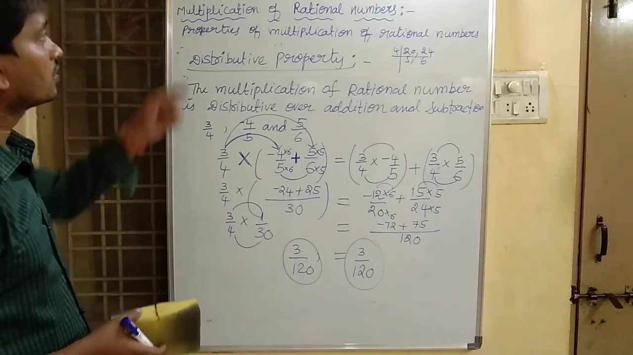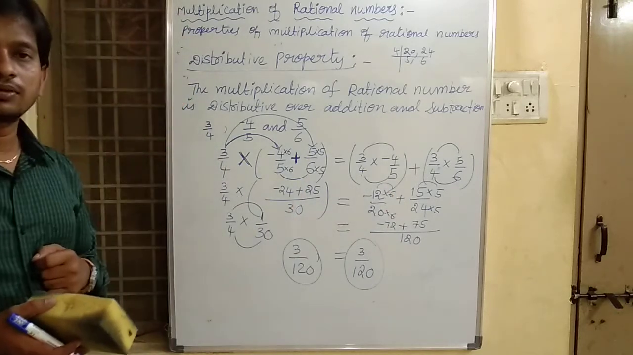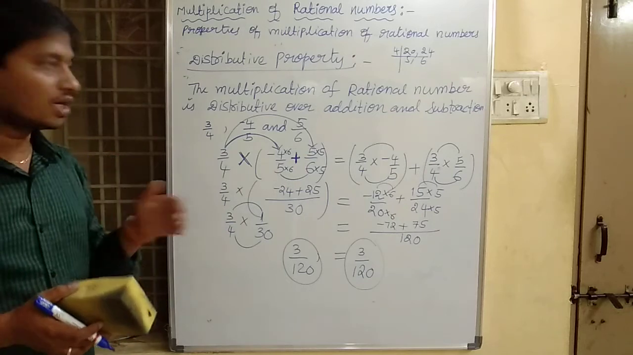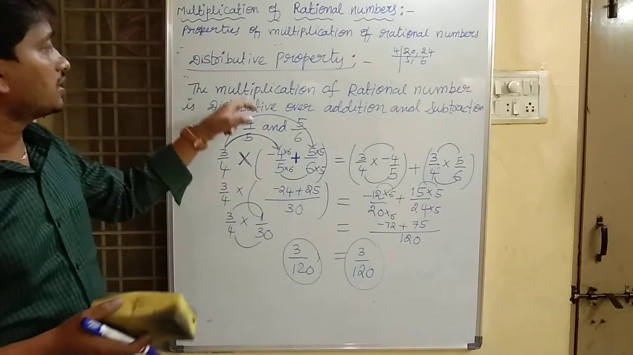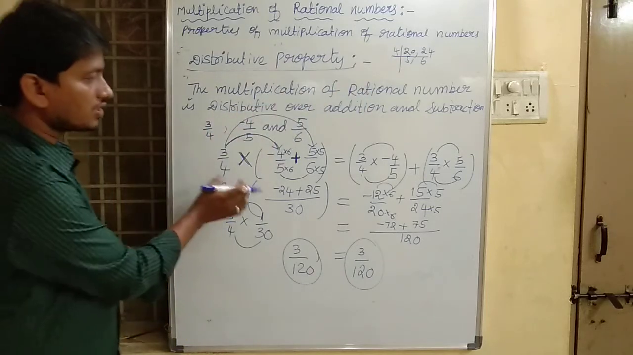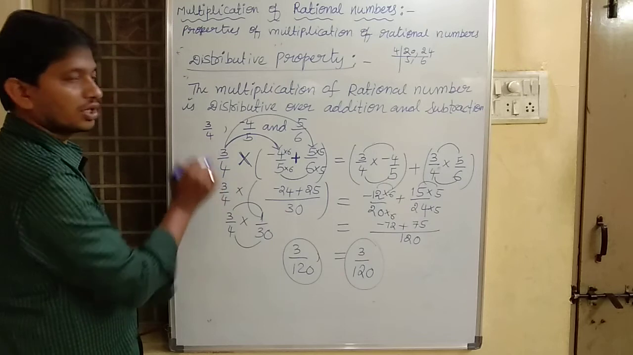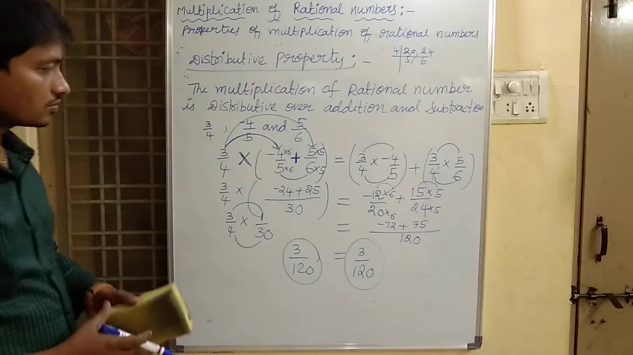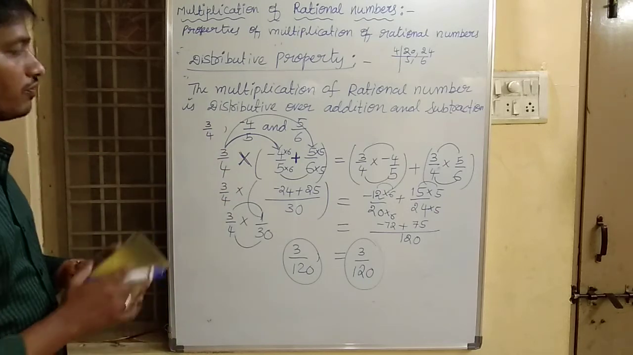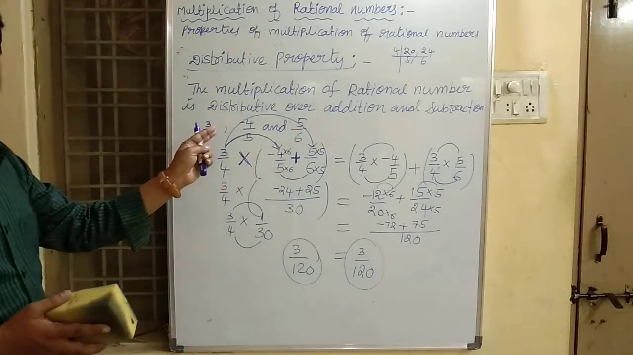Okay, then we say that rational numbers are distributive over addition. Yes, rational numbers are distributive over addition. Also, the multiplication of rational numbers is distributive over subtraction. So here we discussed the multiplication of rational numbers is distributive over addition. Now let me explain one more example, that multiplication of rational numbers is distributive over subtraction.